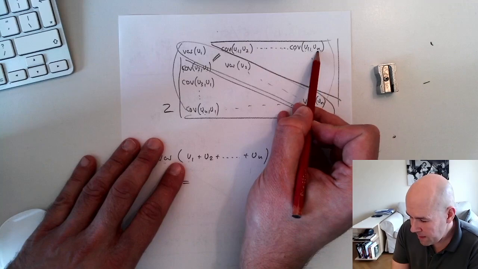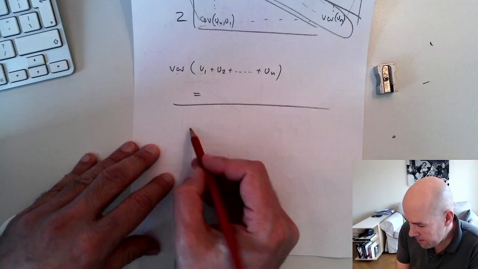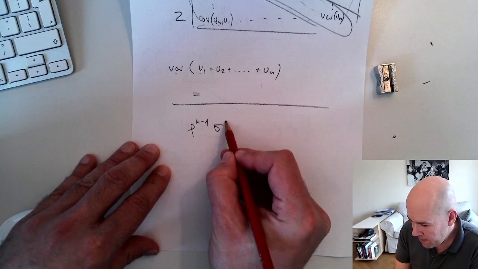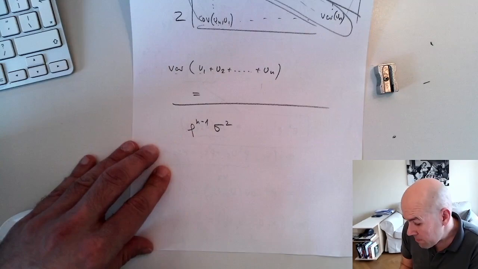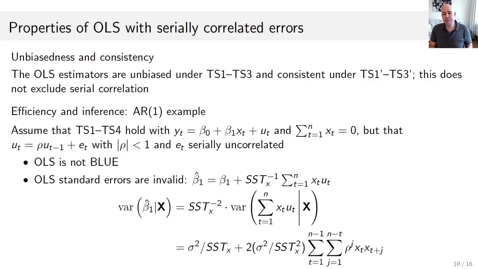And the covariance between u1 and un would be, as I told you, n minus one periods into the future. So it's rho to the power n minus one times the covariance between u1 and u1. And that would be the variance of u1, and that would be sigma square. So this gives you a little bit of background and intuition for this formula. This derivation is not very deep, but I find it always important to at least have an intuition for where it comes from. I don't want you to memorize this, but I want you to understand what is going on here and that it's not rocket science.